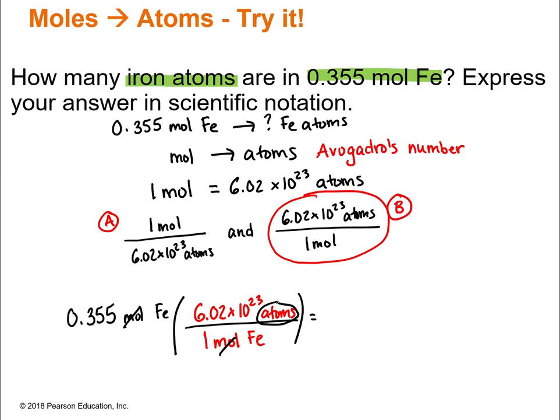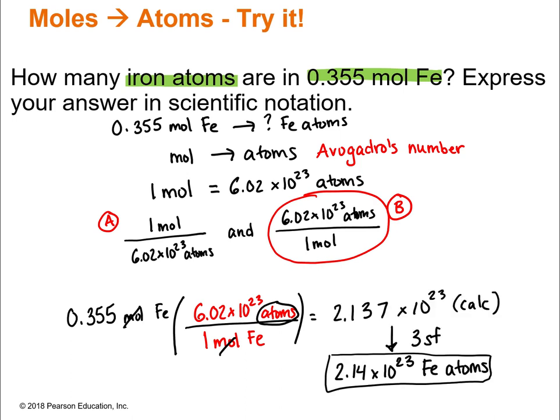Put it into your calculator, let me know what you get. And don't forget, you need to use scientific notation. So I'll talk through that again. Your calculator is going to give you something like 2.137 times 10 to the 23rd. We need 3 sig figs, so that's 2.14 times 10 to the 23rd. And you can't forget those units.